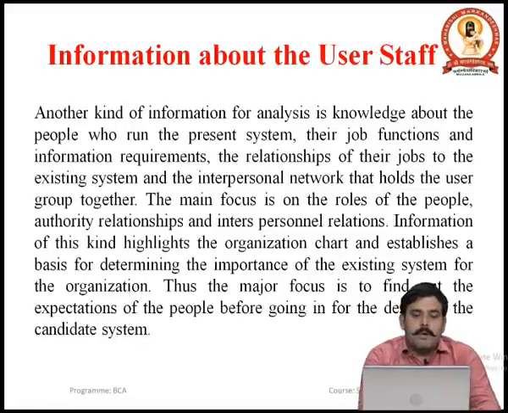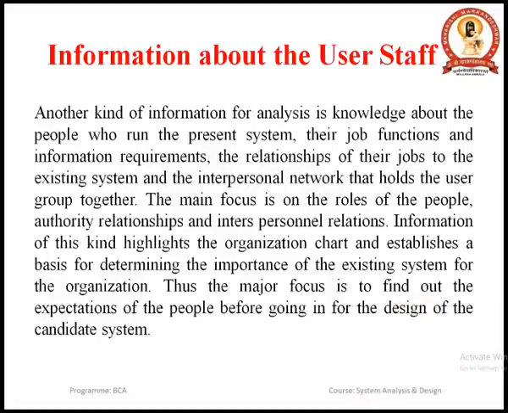Now, we will discuss the information about the user staff in any organization. Another kind of information for analysis is knowledge about the people who run the present system, or the persons who are involved in the functionality of that system in the organization, their job functions and information requirements, the relationship of their jobs to the existing system and the interpersonal network that holds the users group together.